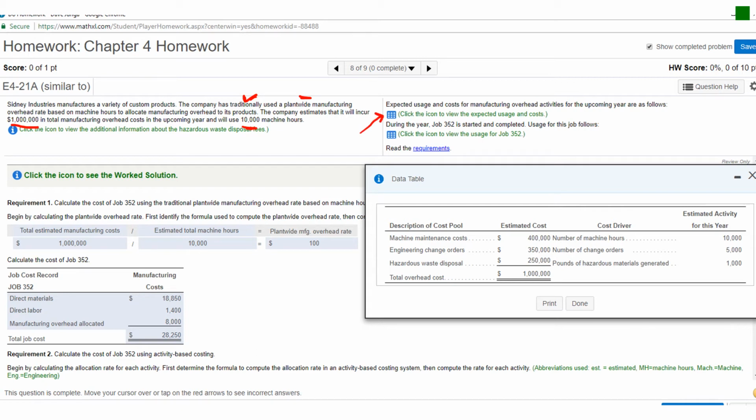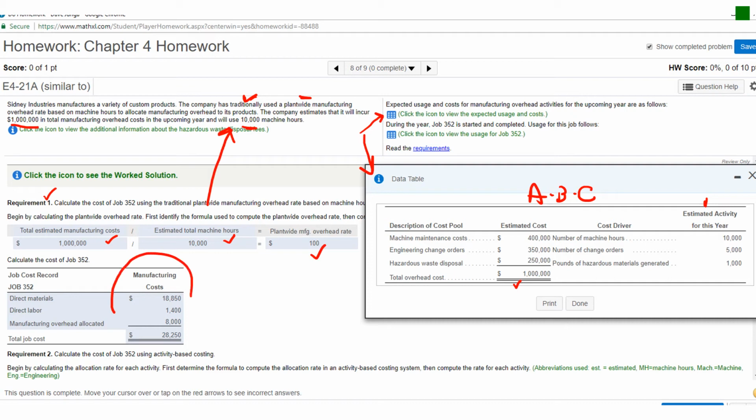When you click on these icons, they're going to give you some other activities. I went ahead and did that. That's this box right here, where they give you 3 different activities that add up to the $1 million. This is essentially what you're going to do when you do the ABC part of it. Of course, they've also given you the basis. Under requirement number 1, they simply want you to come up with the rate and then the cost of the job. The first part I'm showing you right here: if you take that $1 million divided by the 10,000 machine hours, given right up here, that gives you $100 as your plant-wide overhead rate.